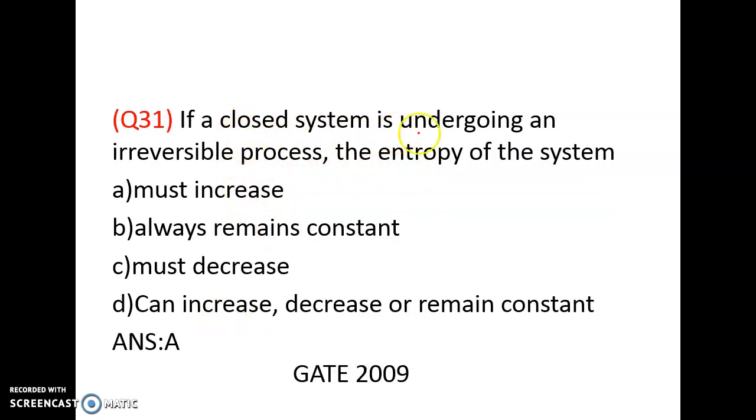If a closed system is undergoing an irreversible process, the entropy of the system must increase, always remains constant, must decrease, or can increase, decrease or remain constant. For a closed system undergoing an irreversible process, the entropy of the system must always increase. For a reversible process, it remains constant.